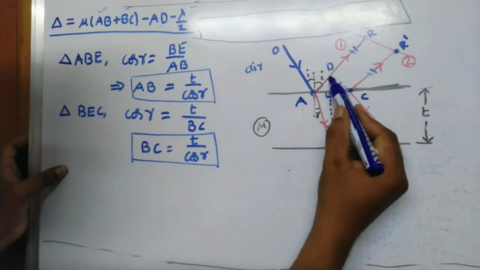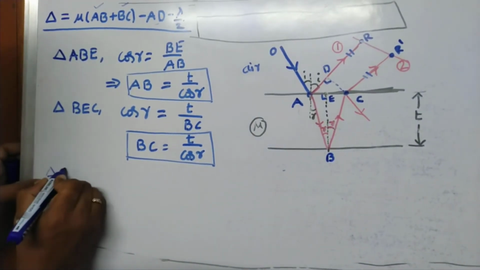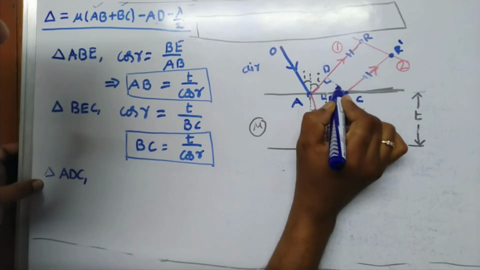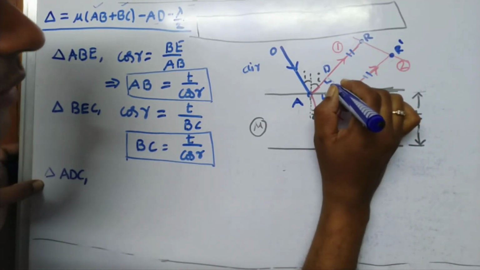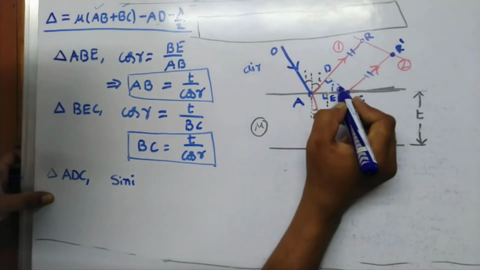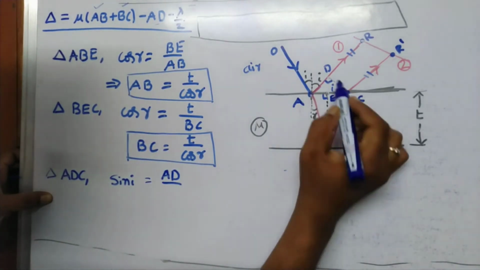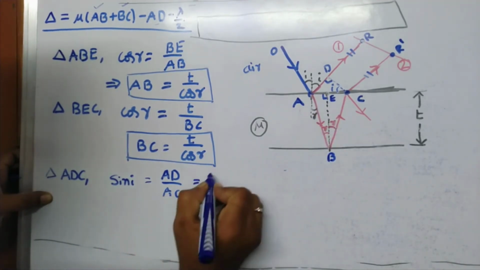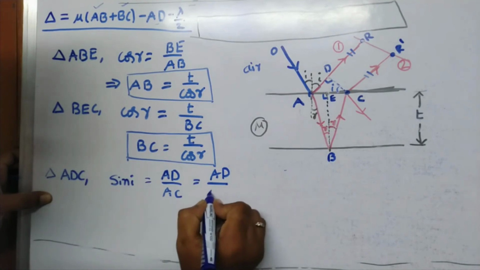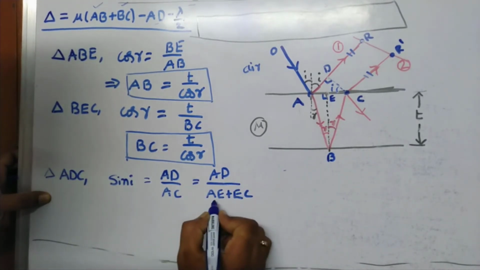For this, we have to consider triangle ADC. If this angle is I, this angle is also I. Now from this, sin I means opposite side AD by hypotenuse AC. What do we mean by AC? We can write AE plus EC, since E is exactly the midpoint. So sin I is okay, but AE and EC we don't know.